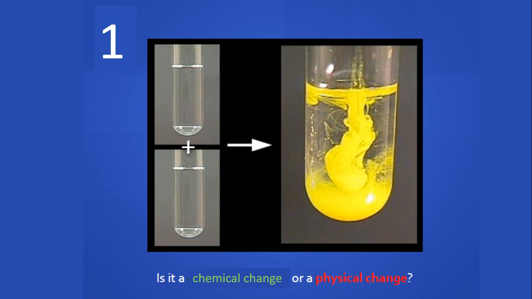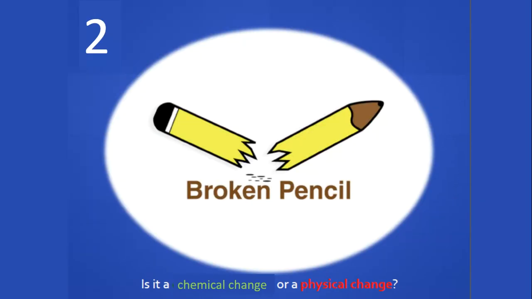If two clear liquids come together and create a new color, is this a chemical change or a physical change? At this time, go ahead and pause this video and then write your answer. Number 2, a pencil breaks in half, a chemical change or physical change? Pause the video, write your answer.